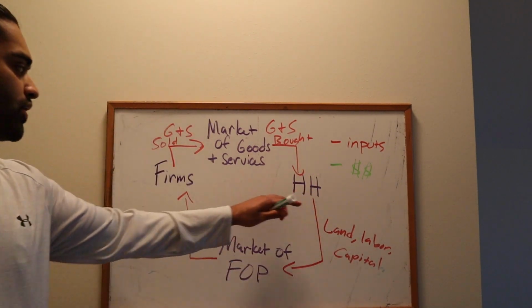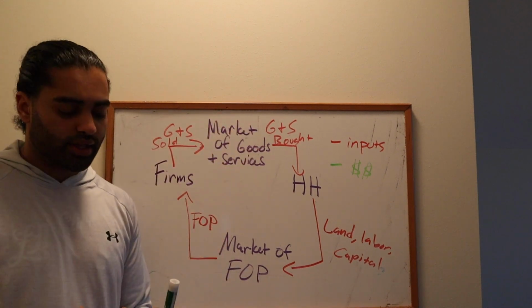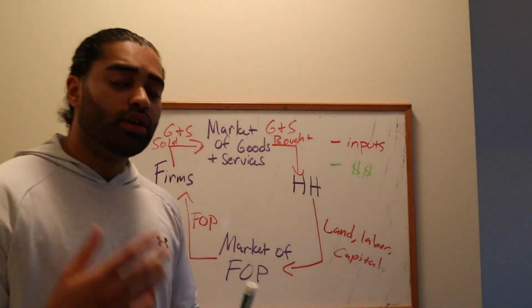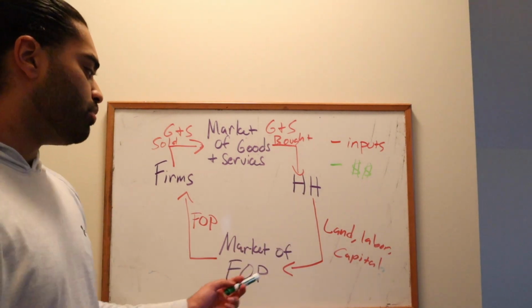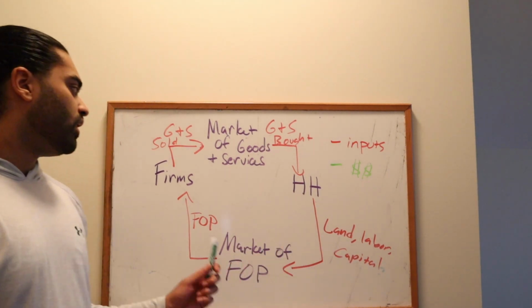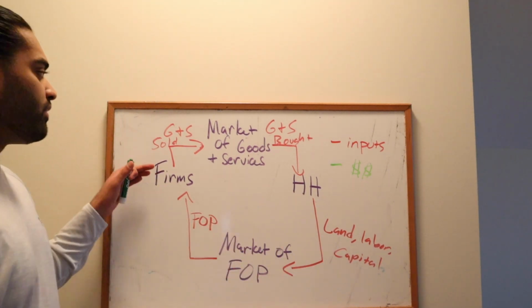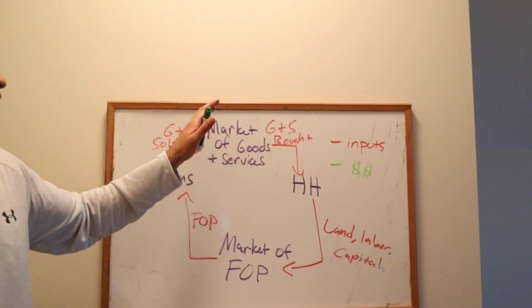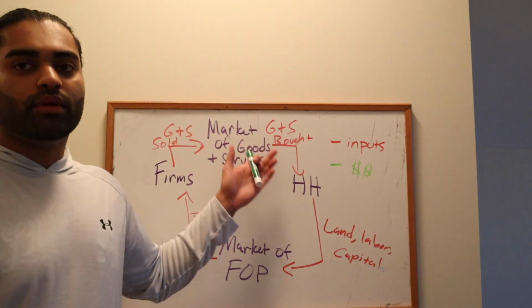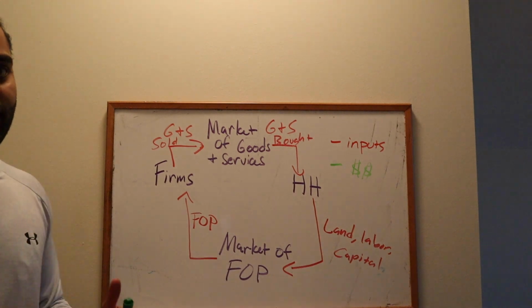So again, this is connecting households and firms and the overall market. Let me go over the example again. You work for Coca-Cola, you provide them with a factor of production, you help them produce their product, and from there, they sell their product to Target, and from Target, households buy Coke. So again, it's just connecting everything together.